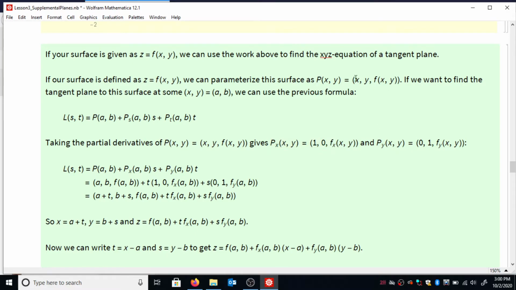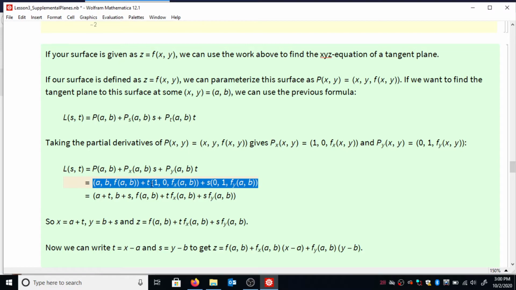Repeat the same process to get the partial derivative of p with respect to y. You get 0, 1, and the partial derivative of f with respect to y evaluated at x, y. All right, now to plug into this formula, I'm going to have to plug in a's and b's for my x's and y's. So my tangent plane here is going to be L of s, t equal to my point of tangency plus my partial derivative with respect to x multiplied by s plus my partial derivative with respect to y multiplied by t. Let's plug in all the stuff I just found.